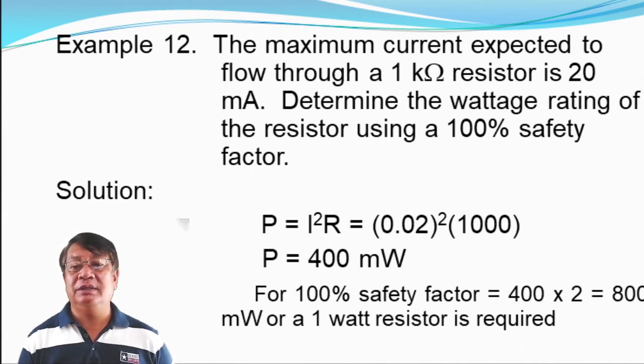So we have this 100%. Our power according to our solution here is 400 milliwatts. So 100% is just times 2 of our computed power. So that is more or less 800 milliwatts, or just round it off to simply 1 watt. So a 1 watt resistor is required. Okay, so that is if we are talking about safety factors.